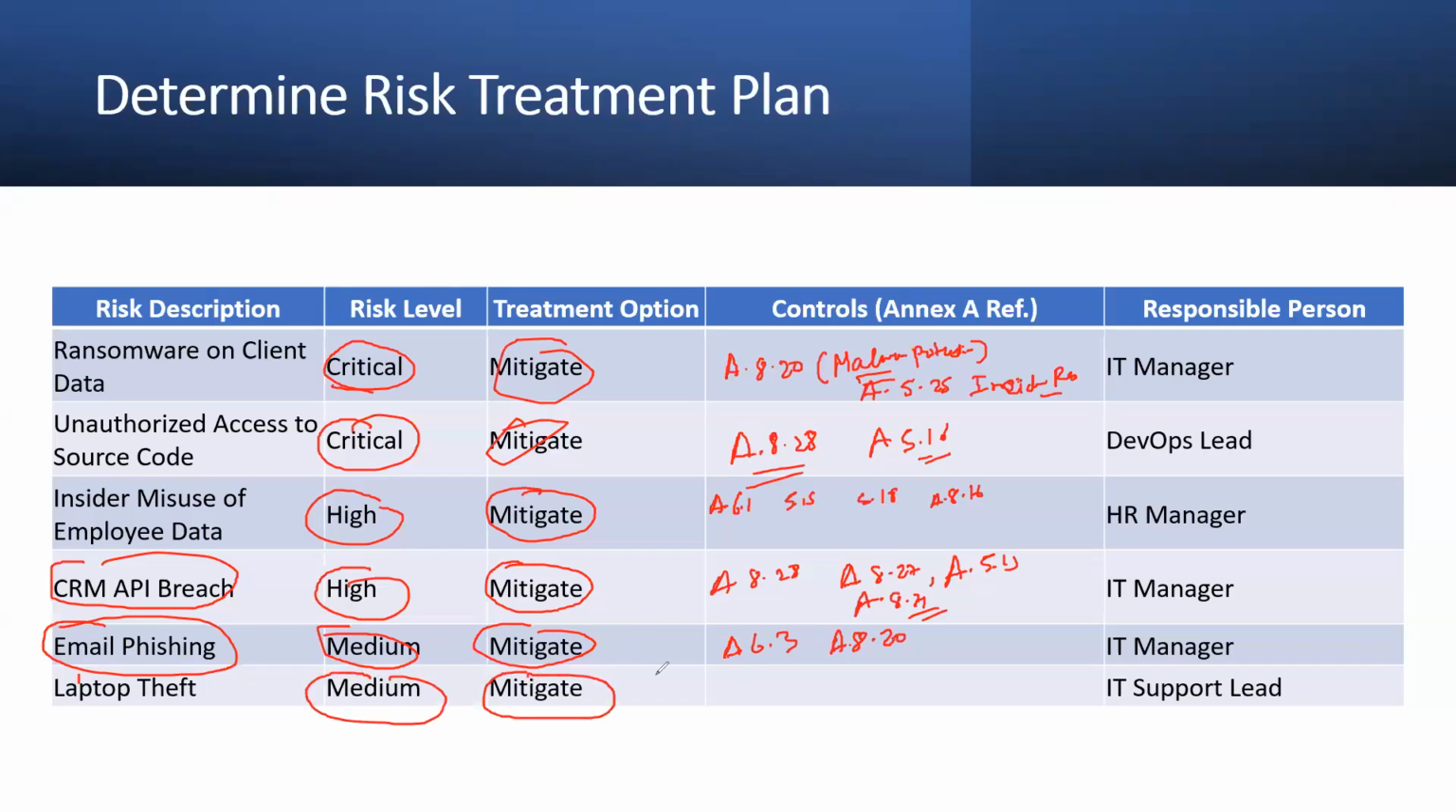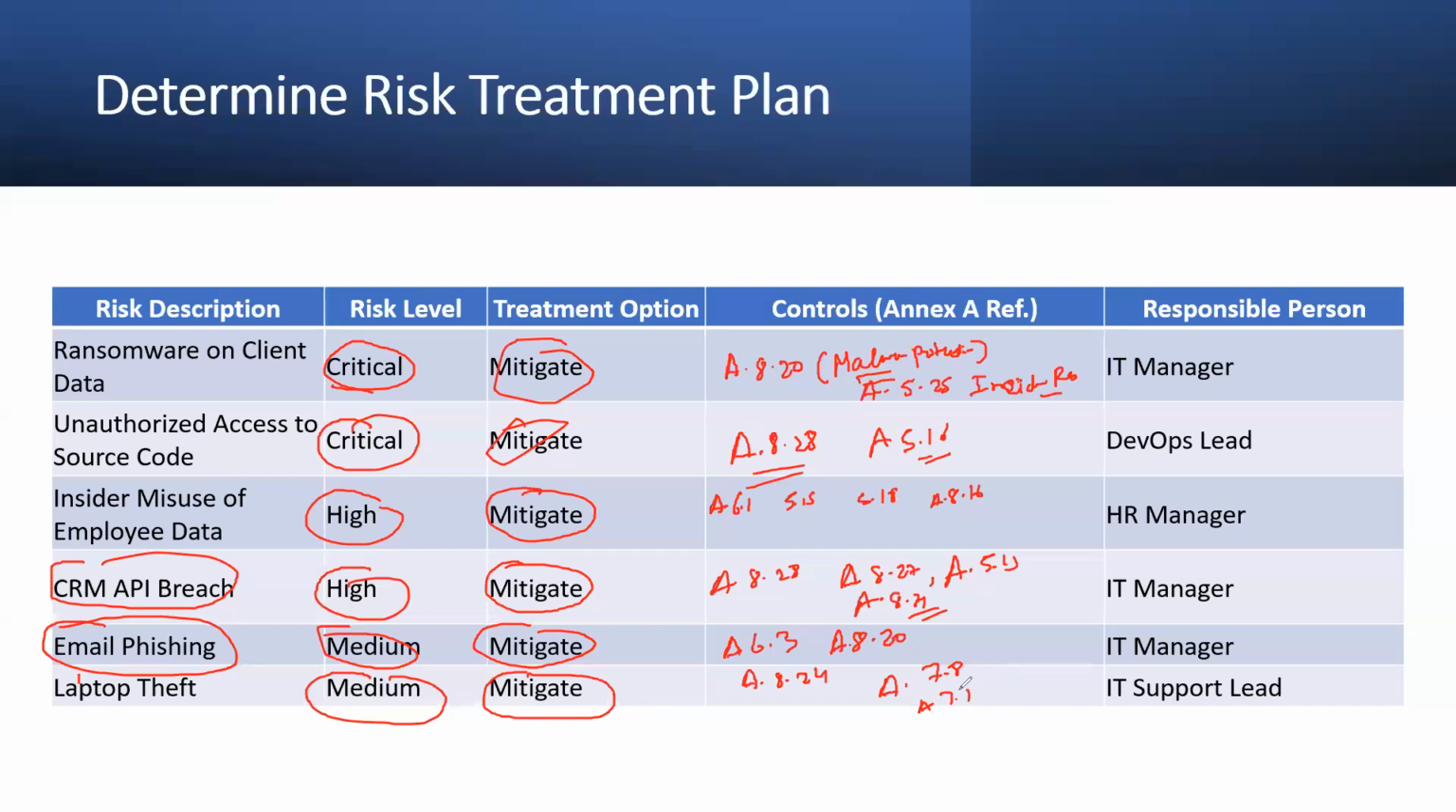So is there any control? Yes. If the laptop has been stolen, the data is there. So make sure the data which has been stored is encrypted, so no one can read that data or modify it if my laptop has been stolen. So you can go with encryption A8.24. Not only that, I can go with 7.8, unaltered endpoint devices. You can have 7.1 as well.